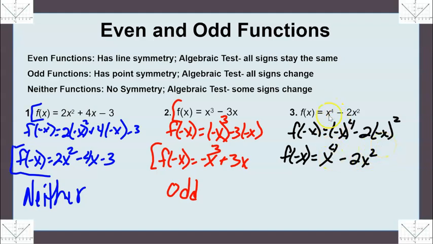My x to the fourth stayed the same, and my negative 2x squared stayed the same. So all the signs stayed the same, so this one would be even, and we would consider this to be having a line symmetry. So that's how you can determine if a function is even, odd, or neither.